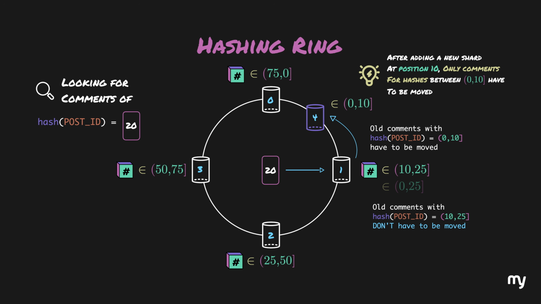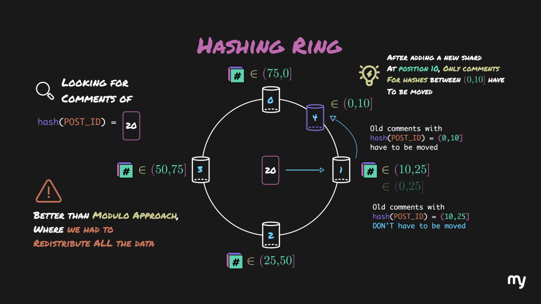Rest of the keys remain and don't have to be moved at all. This approach is much better compared to the modulo approach, because there we would have to rearrange all of the data. Whereas in this approach, we only have to arrange a limited amount of data. And this approach is called consistent hashing.